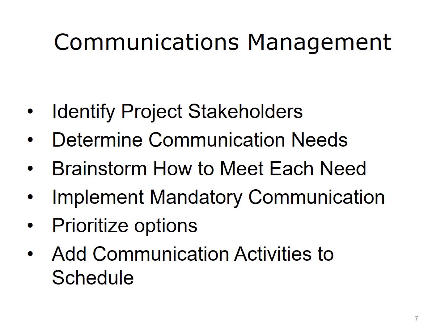3. Brainstorm about how to meet those needs. For each stakeholder, brainstorm how to fulfill their communication need. Determine what they need to know, how often they need to be updated, and the delivery method that is most appropriate. 4. Implement mandatory communications. Put in place communication options that are mandatory for the project or for the environment. These options should include project status reports. In some cases, there may also be government-required reports, legal reports, or otherwise. It is essential to be aware of and on top of these.